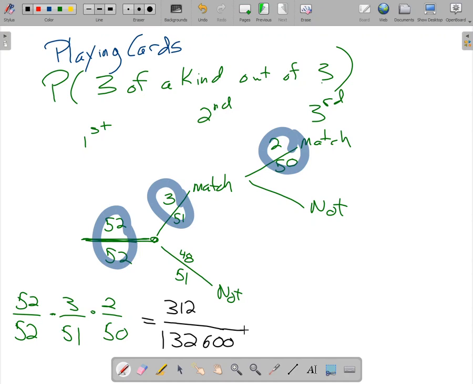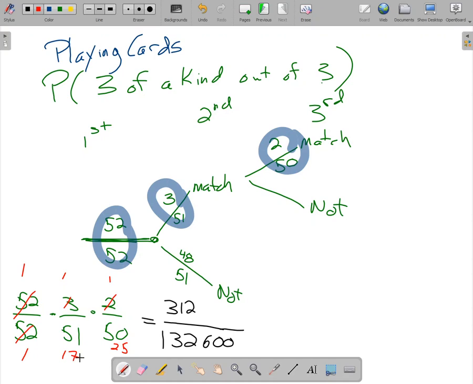So that fraction is an answer, but the reduced one's always kind of nice too. If we do the reduced one, 52 over 52 is 1. 2 goes into 50, 25 times. And it turns out 3 goes into 51 because 5 plus 1 is 6. I think it's 17 times. Can someone confirm that for me? Jamie's nodding. I think it's 17.